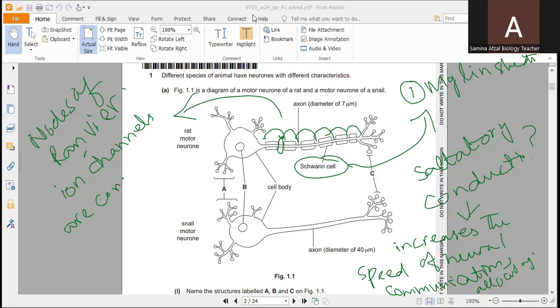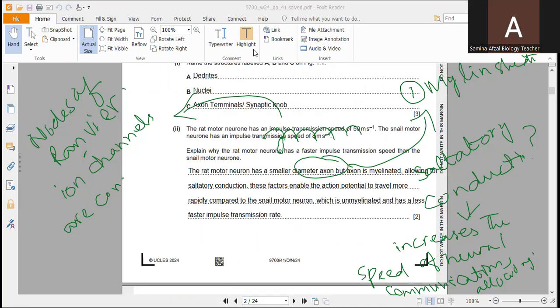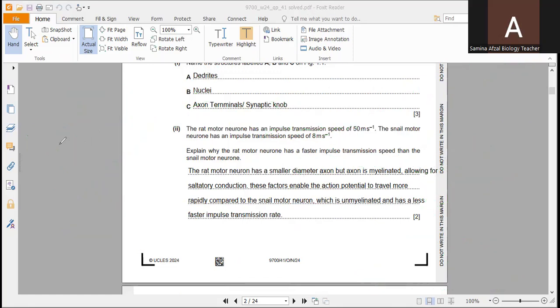So in this way, there is the difference between both of these types of neurons, and the answer is already written. You can see over here, the rat motor neuron has a smaller diameter axon, but the axon is myelinated, allowing for saltatory conduction. So these factors enable the action potential to travel more rapidly compared to the snail motor neuron, which is unmyelinated and has a slower impulse transmission rate.